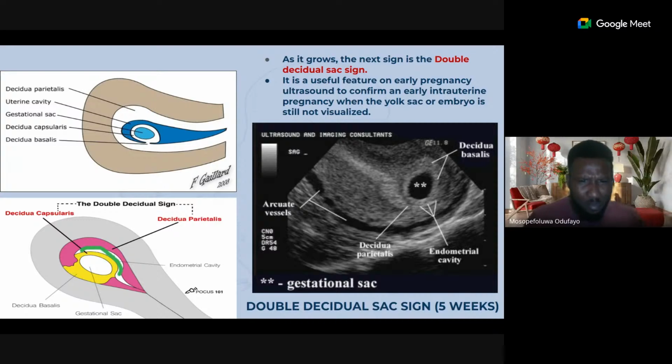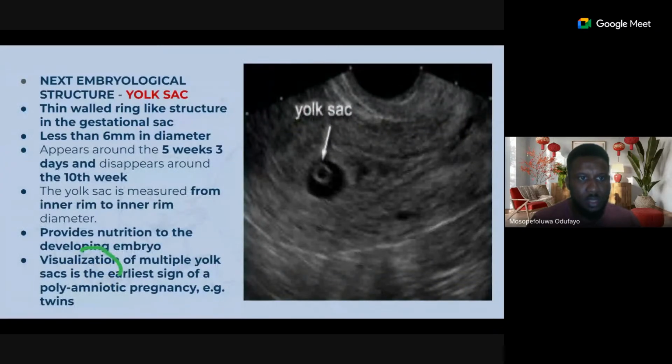You might appreciate that more in a transvaginal ultrasound scan, because that one will outline the endometrium perfectly for you. Then after that, remember I told you around the sac, now inside the sac.